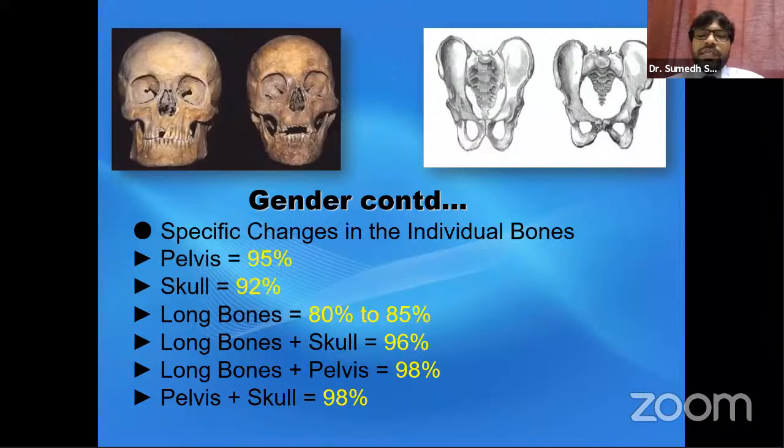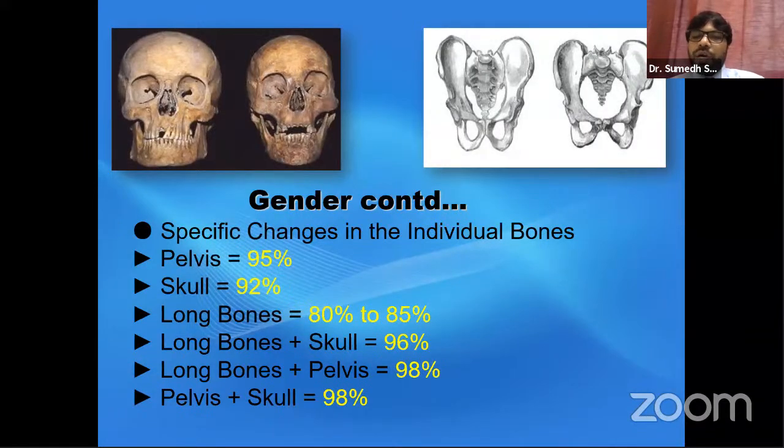There are certain specific changes in individual bones. In case of skull, you can see the male skull and female skull. The left one is the male skull and the right one is the female skull. Here you can see the supraorbital margins, the angle of the mandible, and the zygomatic bone. Then certain eminences, called frontal eminences, are more prominent in case of females.